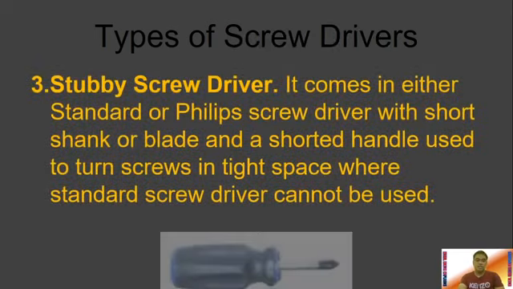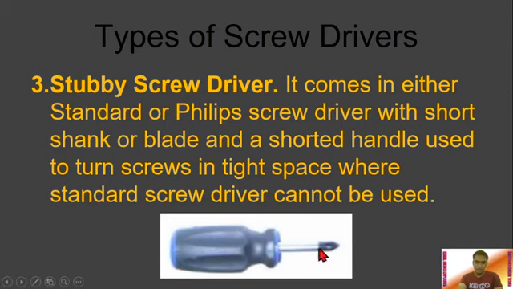Then we have the stubby screwdriver. It has a shorter shank. It comes in either standard or Phillips type with a short shank or blade and a shorter handle, used to turn screws in tight spaces where a standard screwdriver cannot be used. So that is for tight spaces, which is the purpose of a stubby screwdriver.